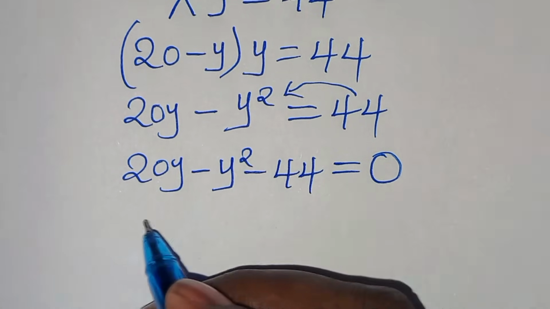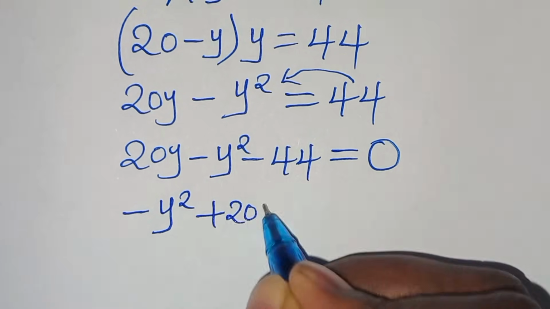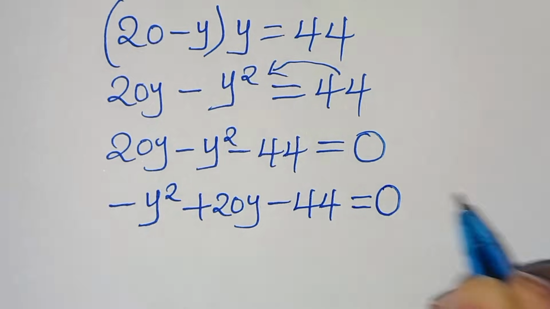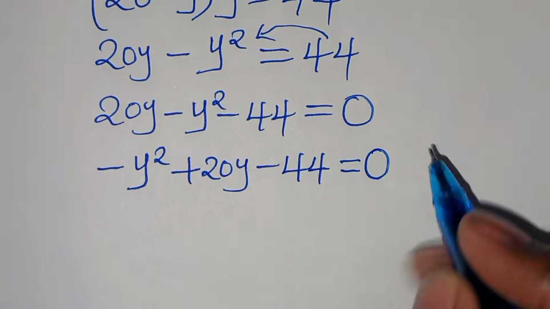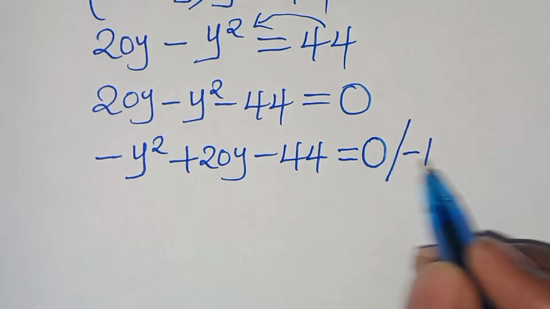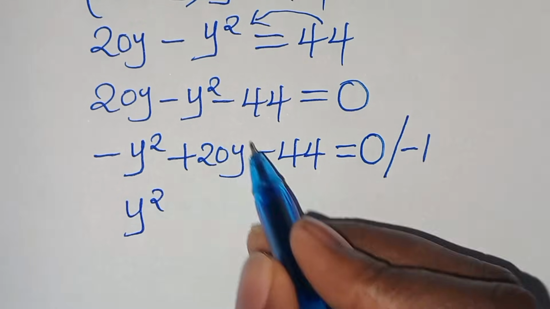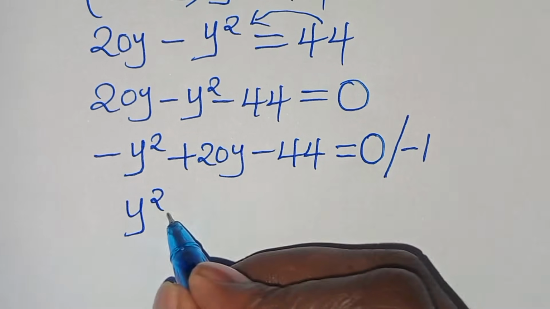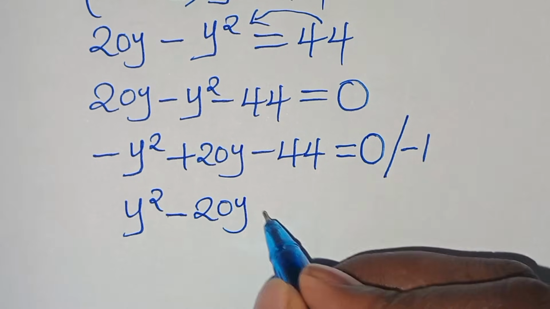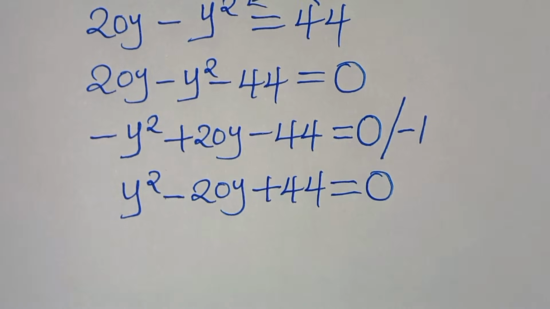Let's rearrange this equation so that we have minus y squared plus 20y minus 44 equal to 0. Let's divide both sides by minus 1. Minus y squared divided by minus 1 is y squared. Then plus 20y divided by minus 1 is minus 20y. Minus 44 divided by minus 1 is plus 44, and this is equal to 0.